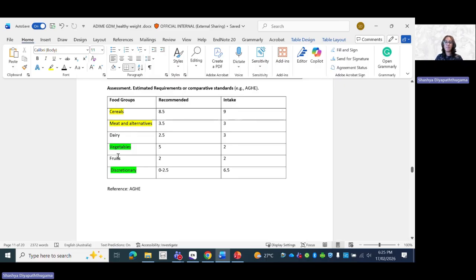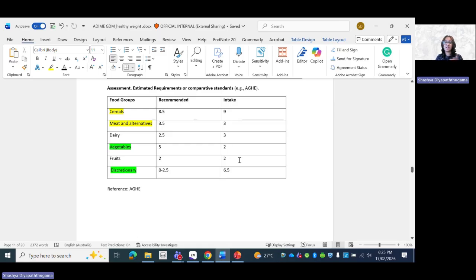And once we make this table, we can compare the issues. So when it comes to cereals, she has exceeded the recommendation by just half a serve. And when it comes to meat alternatives, she is consuming less, but it's just half a serve. And dairy also, she's consuming an extra half a serve. That's fine. But when it comes to vegetables, we can see a bigger difference. The recommendation is 5 serves, while her intake is just 2 serves.